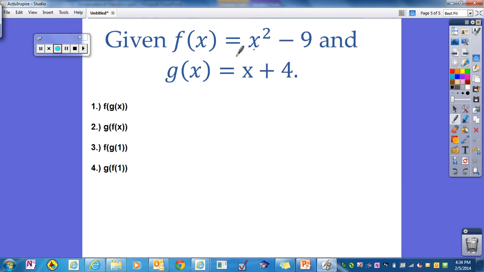All right, now what I want you to do, to the best of your ability, I want you to try 1 through 4, given that f of x equals x squared minus 9, and g of x equals x plus 4.